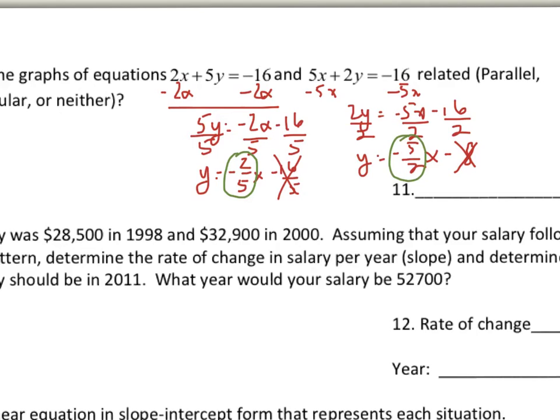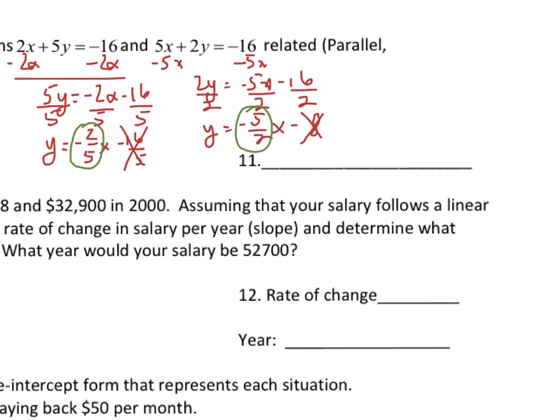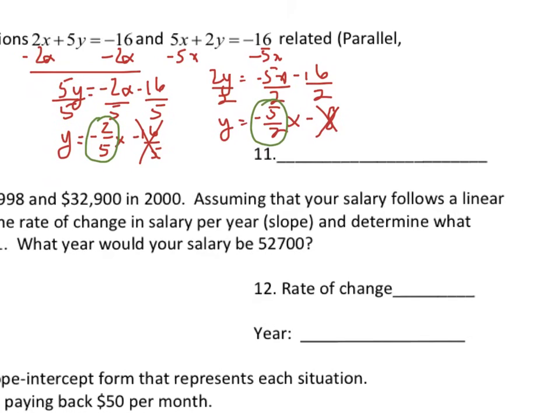So I got negative 2/5 compared to negative 5 halves. The first indication is a lot of students are going to say, oh, it's perpendicular. No, they're not. For lines to be perpendicular, the slopes have to be opposite reciprocals.